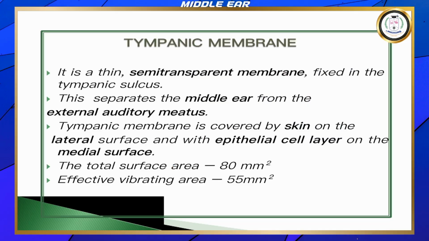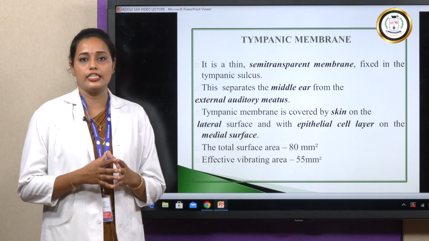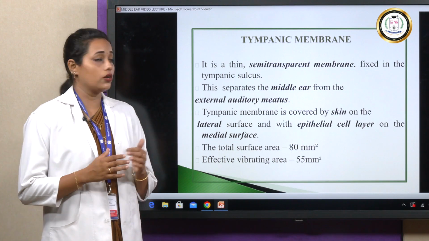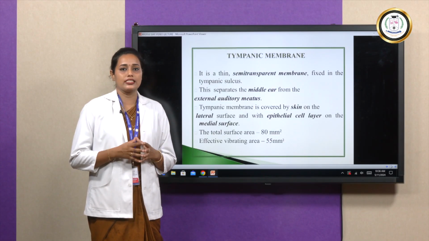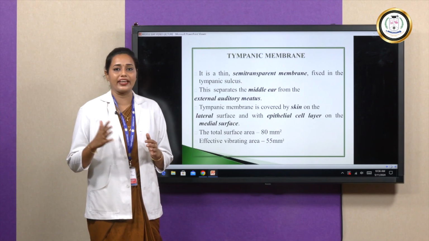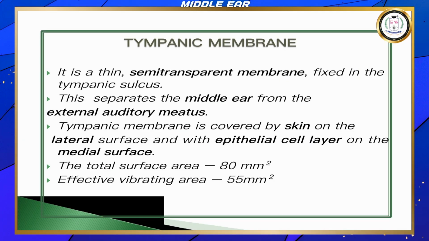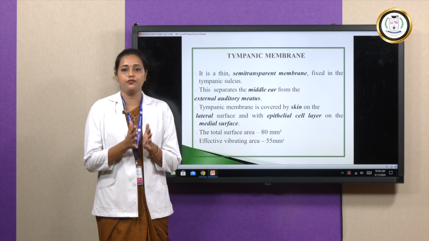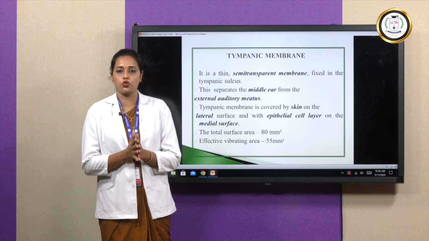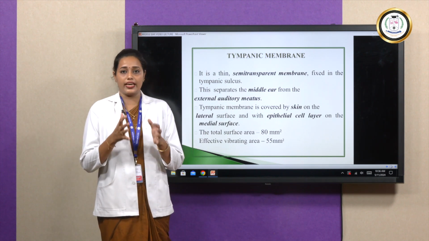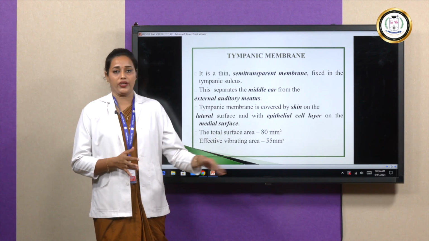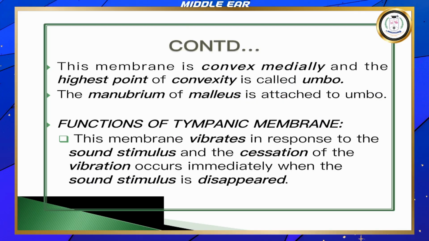Next, we'll discuss about tympanic membrane. Tympanic membrane is a semi-transparent membrane which is fixed in the tympanic sulcus. This separates the middle ear from the external acoustic meatus, which is the part of the external ear. The tympanic membrane is covered by a layer of skin on the lateral aspect, and by an epithelial layer of cells on the medial aspect. The total surface area of the tympanic membrane is 80 mm square, but the effective vibrating area is about 55 mm square. This tympanic membrane is convex medially.